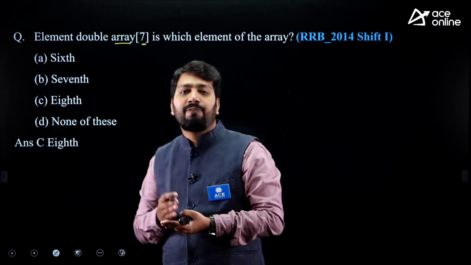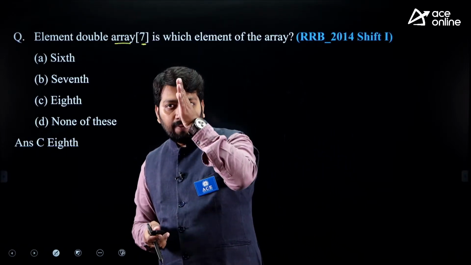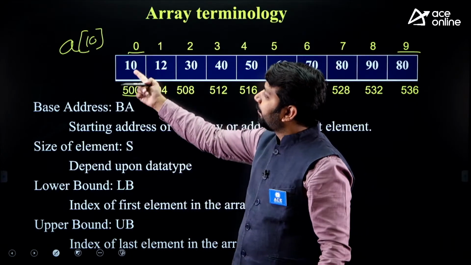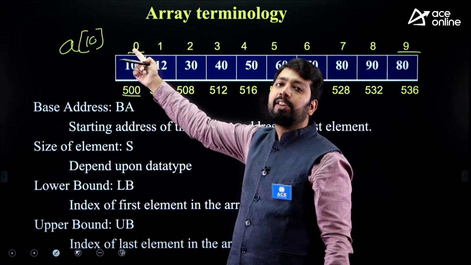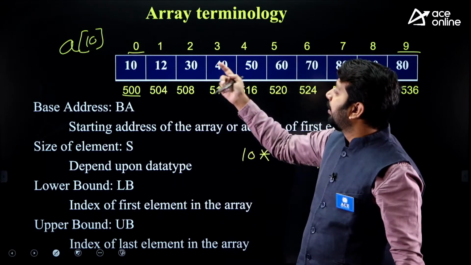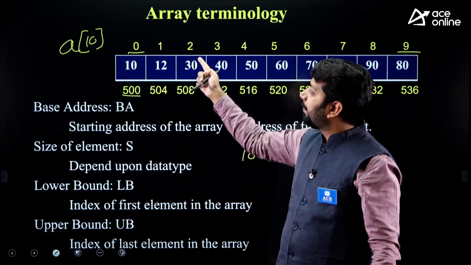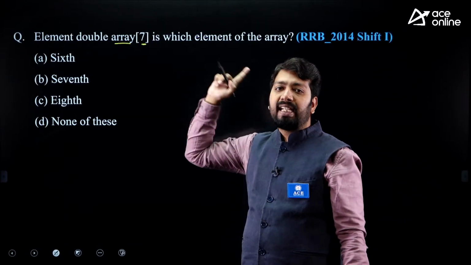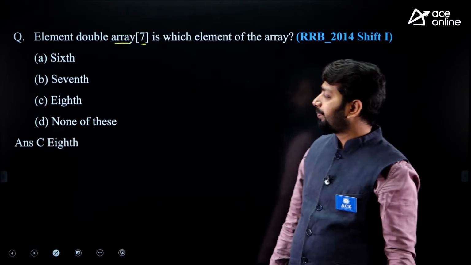Answer is 8th. Why 8th? Because we start from 0. Fine. So our first element of the array, let me show you again. Our first element of the array is represented by 0th index. Our third element of the array is represented by second index. So here 7th index will represent the 8th element.